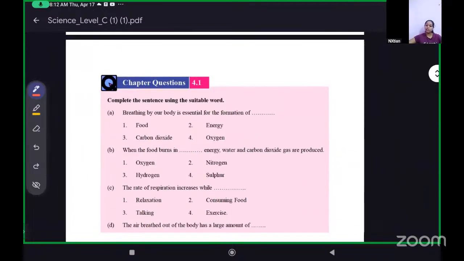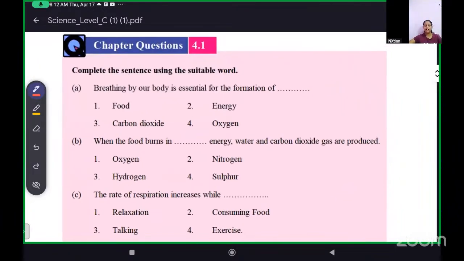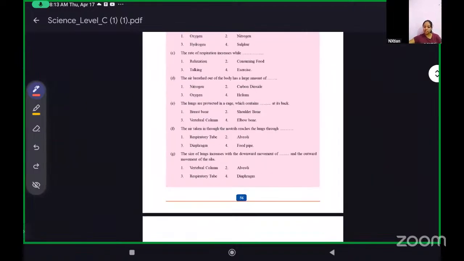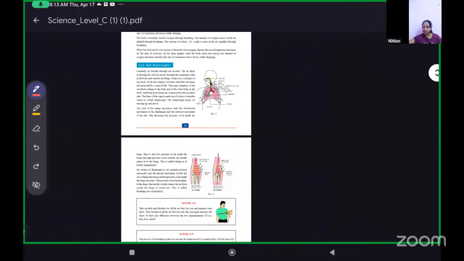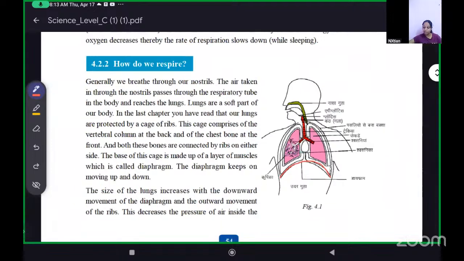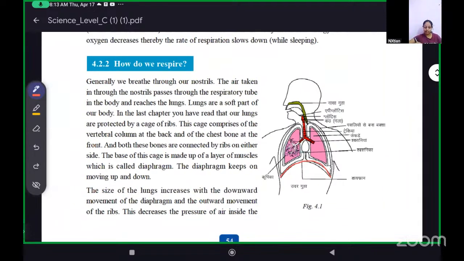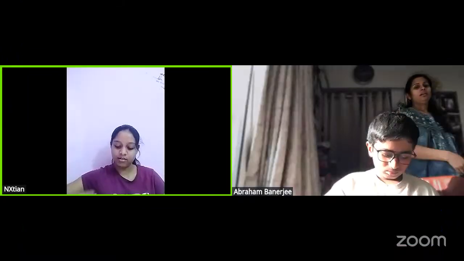Since this book has all the diagrams in Hindi, I will share the diagrams in English with you all in the group. I'll just show you one English diagram of the respiratory system from the web, one second.